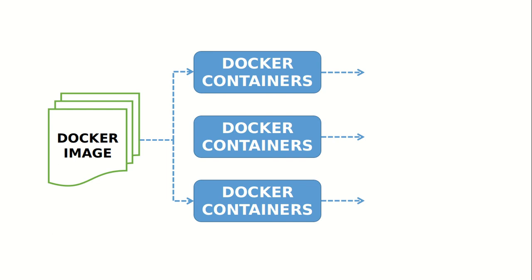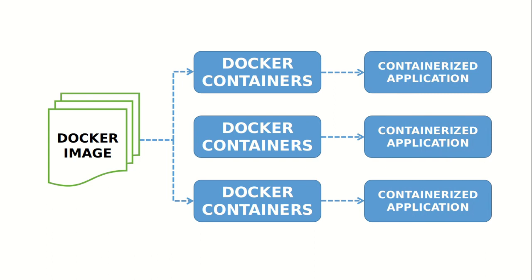Now from one image you can run multiple containers, and these containers will give you your containerized applications. So we always use an image, and from one image you can have multiple containers running, which will give you the containerized application. Then you can start interacting with the containers, interacting with the file system. All those things you can do by working with the containers.